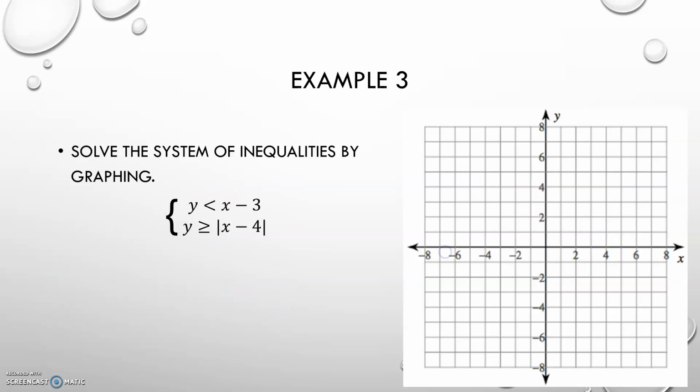All right, one more. And we're going to throw an absolute value in just to mix things up a little bit. So with the first equation, my y-intercept is negative 3. And my slope is 1. So I'm just going to go up 1 over 1, keep it pretty simple, and then we're going to have a dotted line.